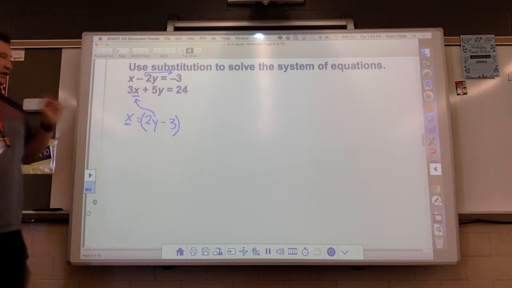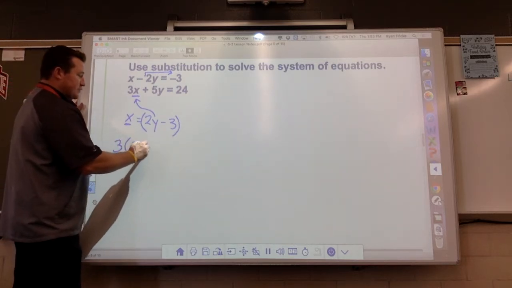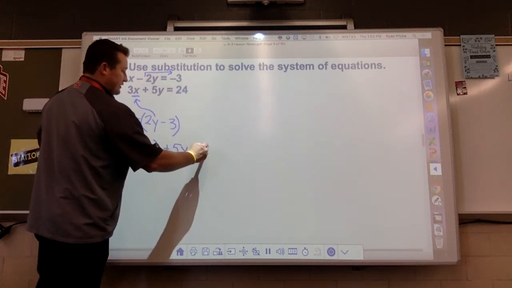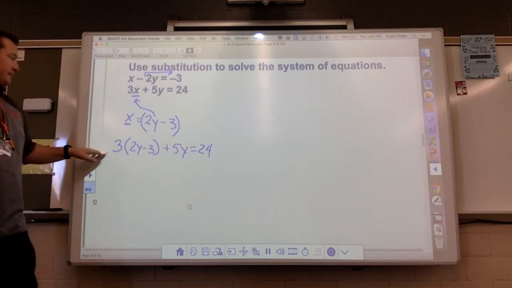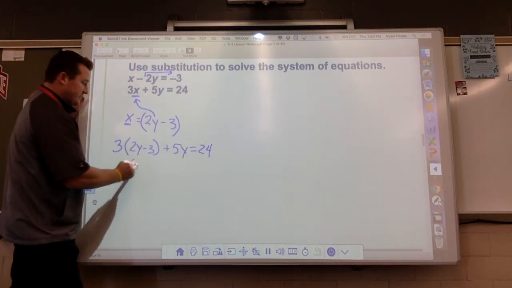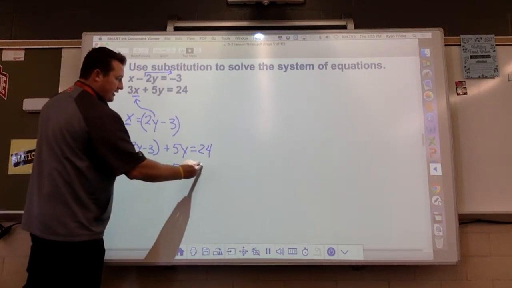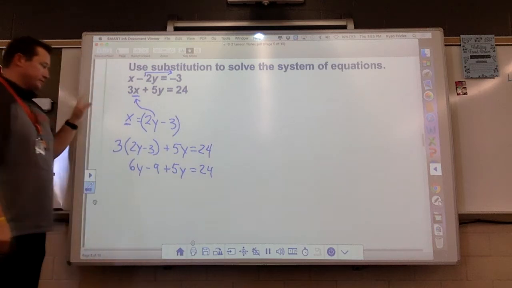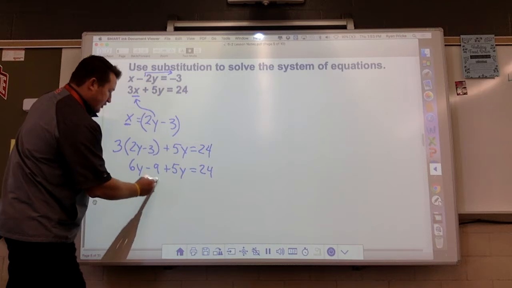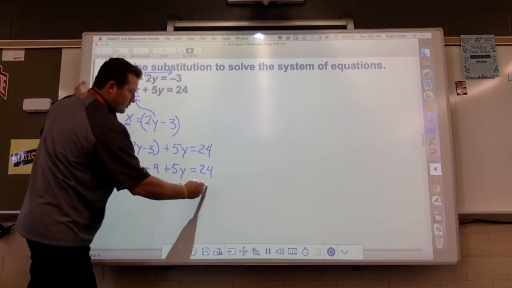Okay? That's what we're going to do. So it's going to look like this. 3 times. Again, this is where using parentheses will make a world of a difference. Okay? Go ahead. We're going to distribute and combine like terms. This will be 6y minus 9 plus 5y equals 24. Okay, combine your y's. Should be 11y minus 9 equals 24.